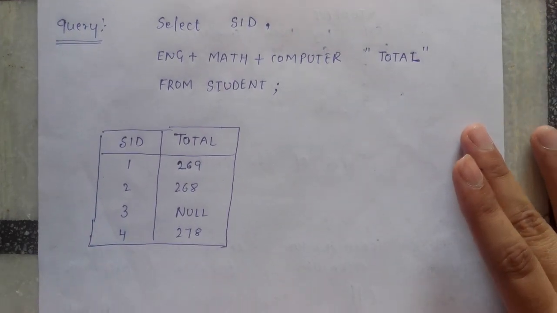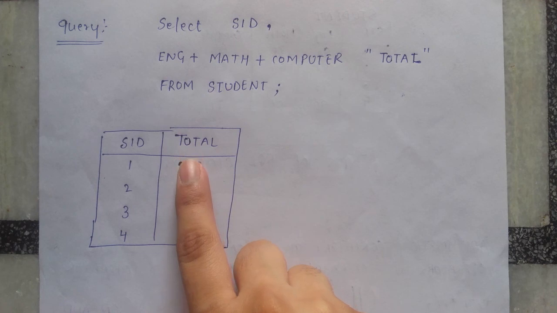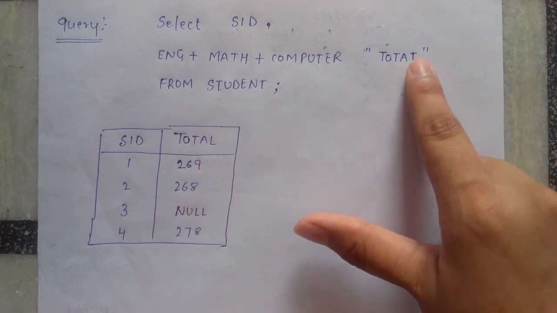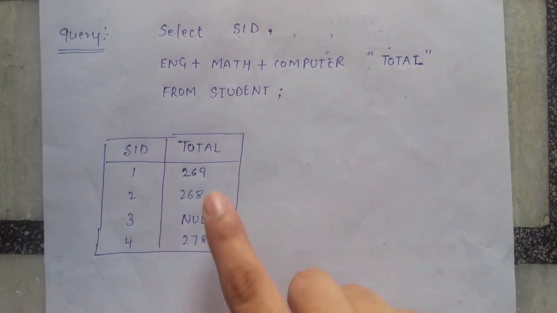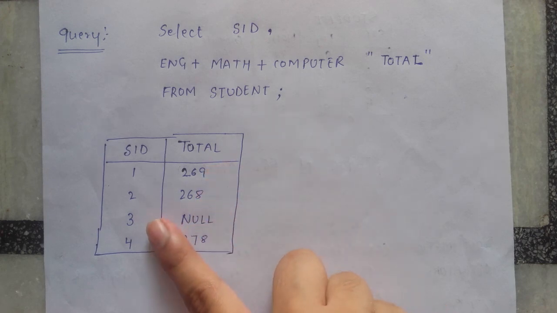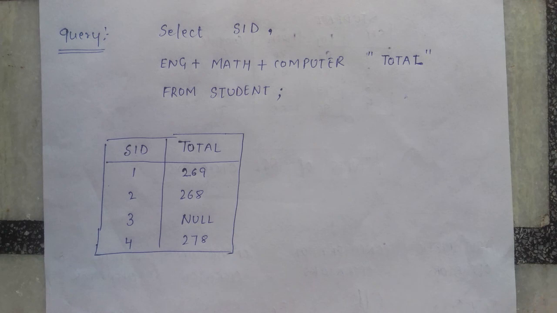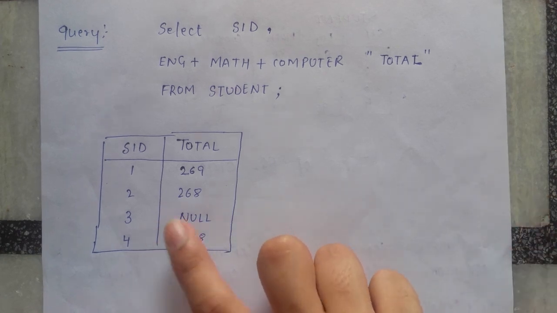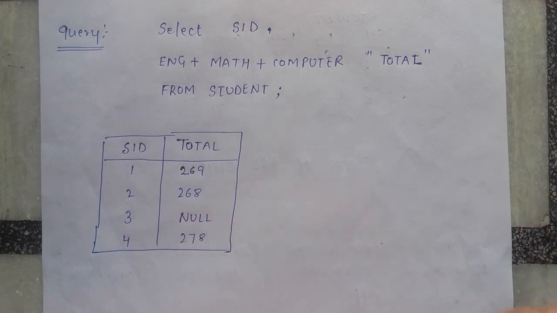So what will be the result of this? It is the student ID and the column named total that we have mentioned there. It consists of the total of all the marks of every student. Now you have noticed one thing here, that student 3 has a null. So what is the reason for this?